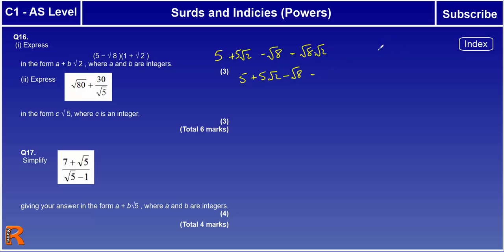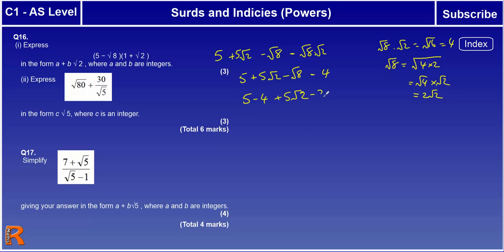Root 8 times root 2 is root 16, and that's just 4. So this end bit's just 4. Root 8 itself is root 4 times root 2, which is 2 root 2. So we've got 5 minus 4 plus 5 root 2 minus 2 root 2. So we've got 1 plus 5 root 2 minus 2 root 2, which is 3 root 2. Okay, so that's that first part.